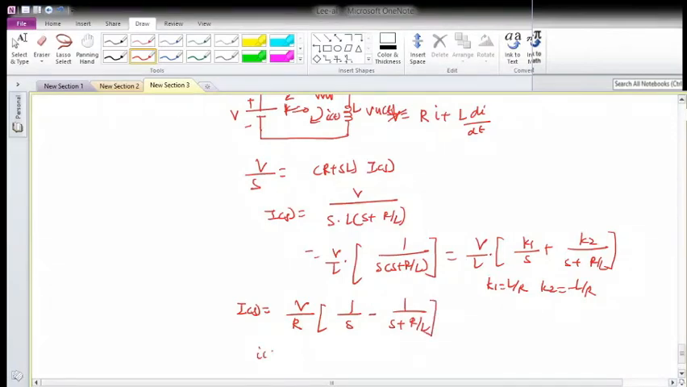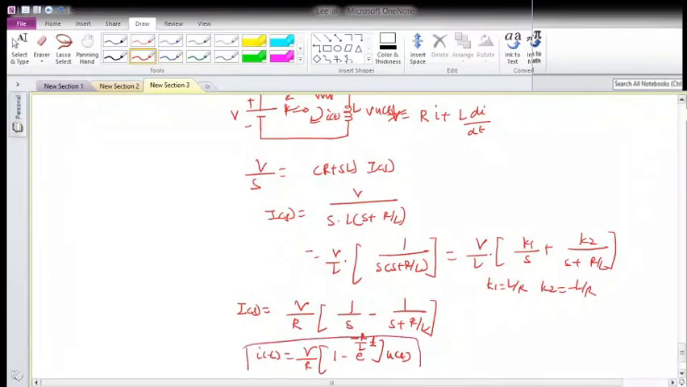And what is the inverse? Inverse will be, I can use standard pair, so inverse of 1 upon S is 1, and the other is e raised to minus t R over L, or I'll write this way, e raised to minus R upon L into t into u of t.